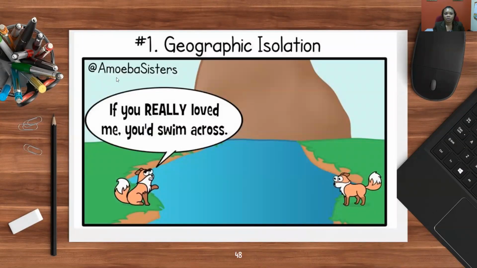So credit to the Amoeba Sisters, they're very good. So you have geographic isolation here. "If you really loved me, you'd swim across." So here you have the mountain and you have a body of water separating the two. Over a period of time, they'll become different species and not able to breed or mate and produce a fertile offspring.